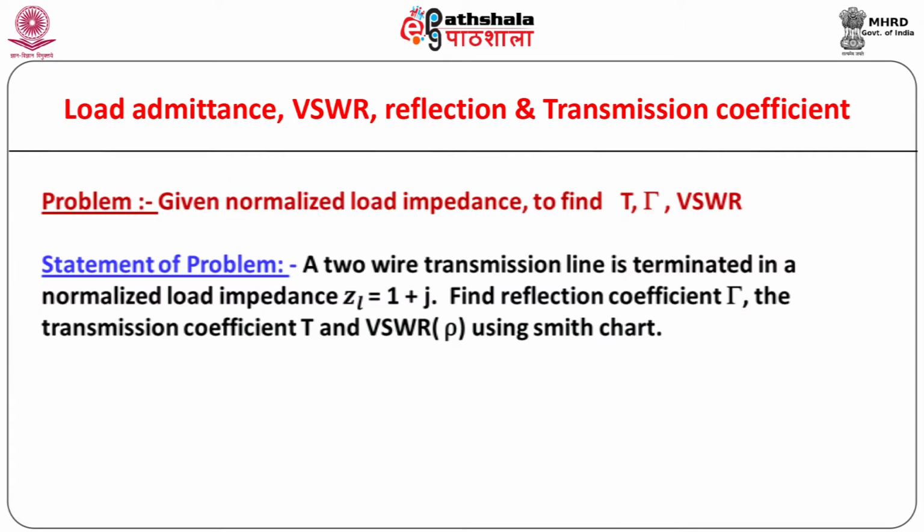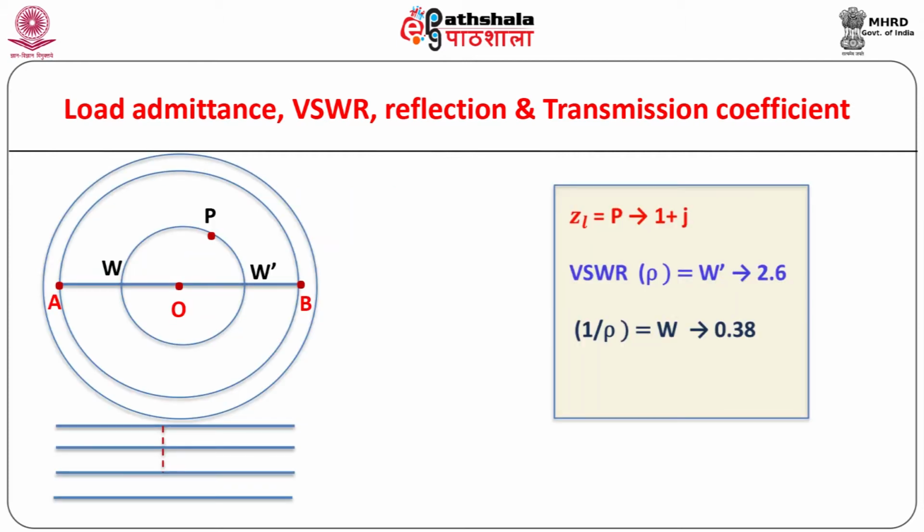Let us discuss the second problem. The statement of the problem is as shown. Here, given normalized load impedance, we will study how to find gamma, the transmission coefficient T, VSWR using Smith chart. For solving the above problem, follow the stepwise procedure as shown. As a first step, plot the normalized load impedance, that is point P, on the Smith chart. Step number 2, with O as center, draw a circle with OP as its radius. Let the circle intersect the radius AO in W and OB in W dash.